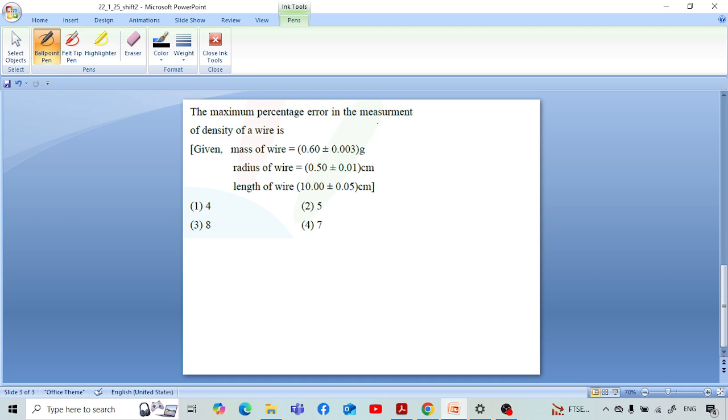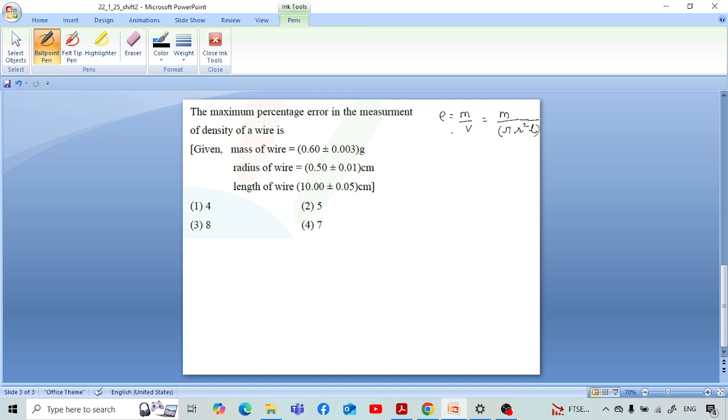So the problem is based on the topic error analysis. Now in this particular problem, we have to find out the percentage error. The density of a wire is given by mass upon volume, and we know that the volume of a wire, which is circular in shape in cross section, is given by pi r square, so the volume is pi r square L.